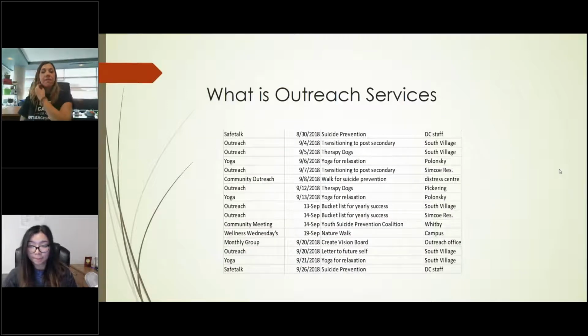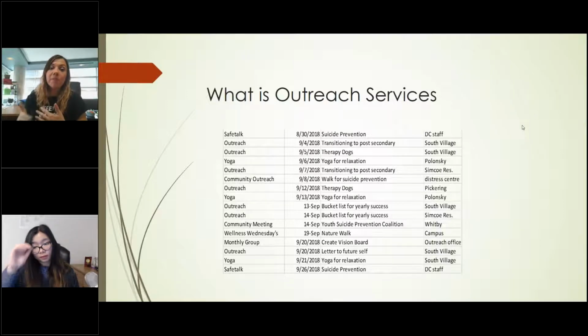Some of the events that I took part in September. You'll see that things pretty much are the same from year to year for the most part. Again, it's student driven, so it really just depends on what I'm seeing. But there are a few things that I can anticipate in terms of what events I need to be running. So the beginning of September, there was a transitioning to post-secondary.